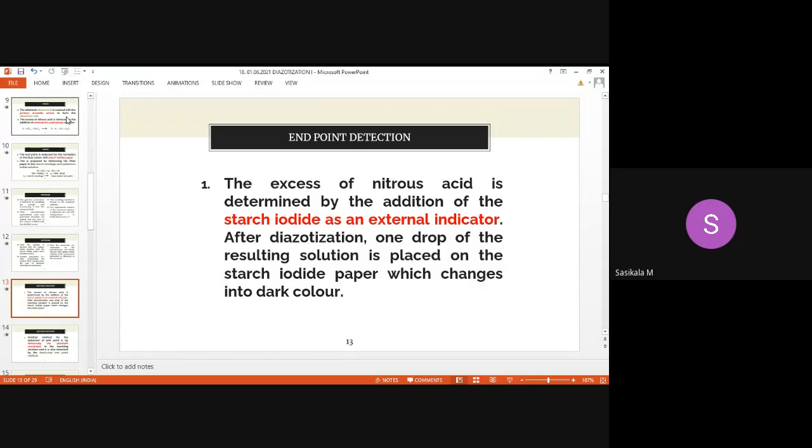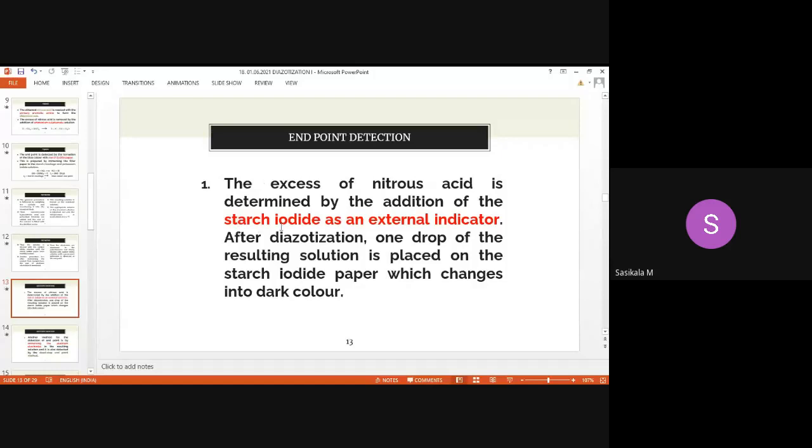So this is the main mechanism behind the diazotization method. The titrant is sodium nitrite. In the burette, we will be preparing a known concentration of sodium nitrite. The unknown concentration of primary aromatic amine is determined from this titration method. Understood? So let's discuss the endpoint detection methods.